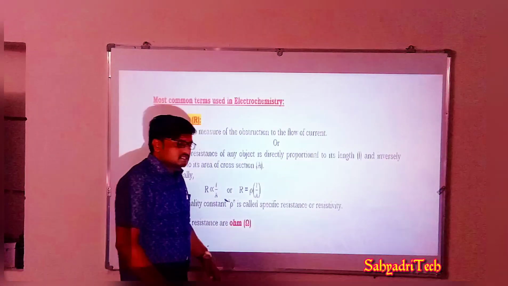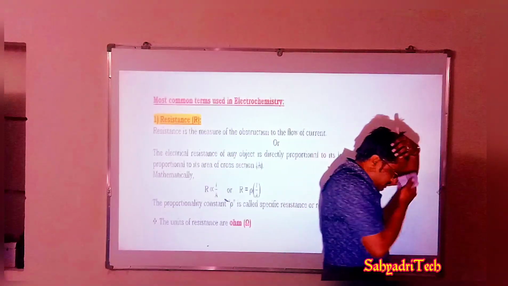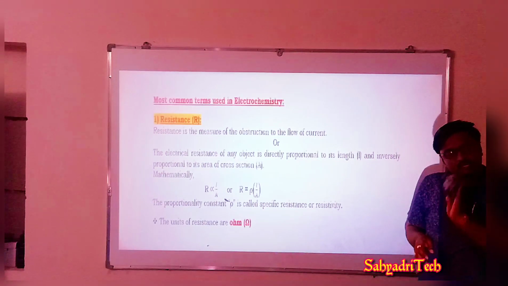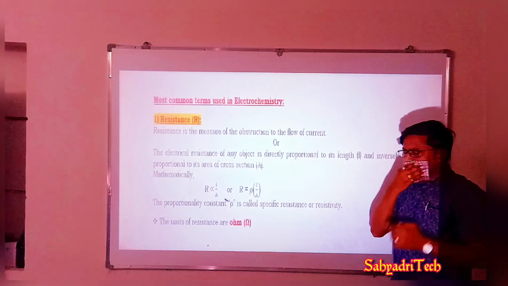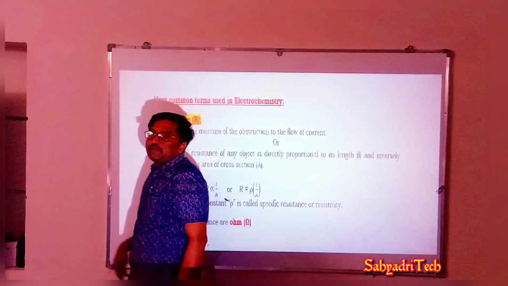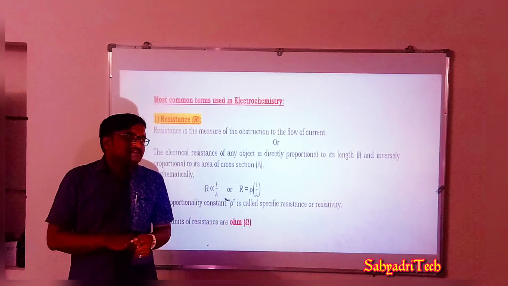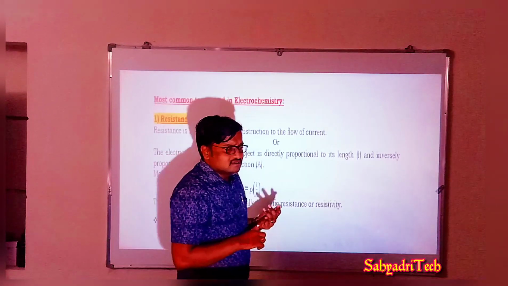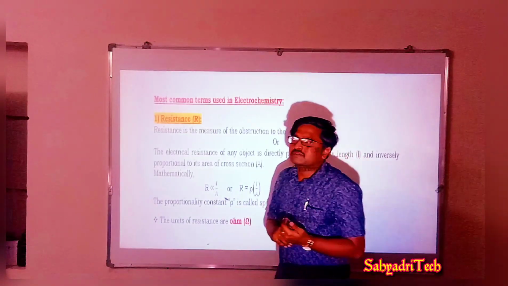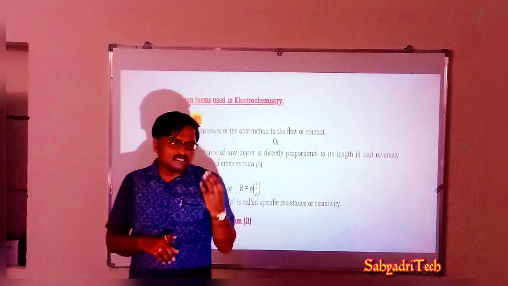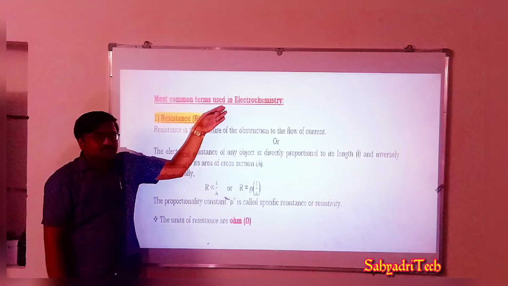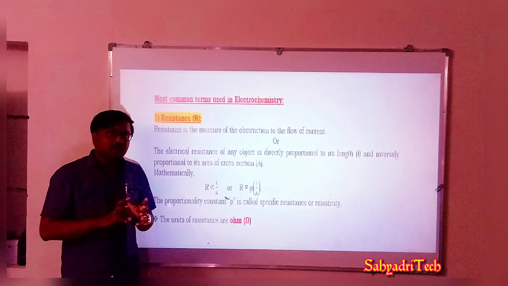Coming to the most common terms used in electrochemistry: conductors are materials which are used to conduct electricity, and those materials are associated with certain measurable characteristics. One is resistance, another is specific resistance, third is conductance, and fourth is specific conductance. These are the four common terms used in electrochemistry, associated with the characteristics of a conductor.